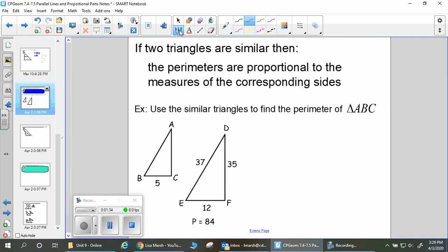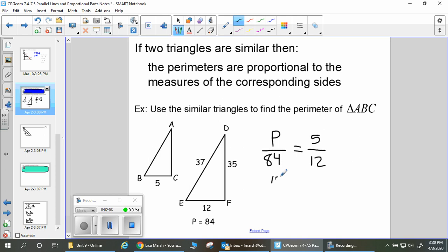So if I'm setting up that proportion, that means that the perimeter of the little triangle over the perimeter of the big triangle, which we just found to be 84, has to equal, and then your second fraction is going to be a set of sides. So the only sides that I know for both triangles is this bottom. So the 5 over the 12. And now it's just a matter of solving this just like we've solved all of our other proportions.